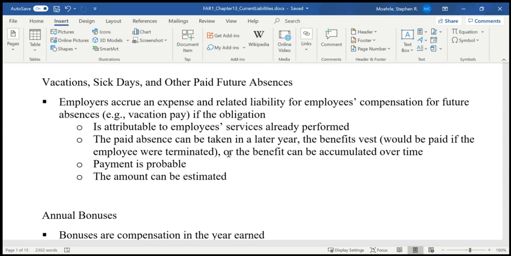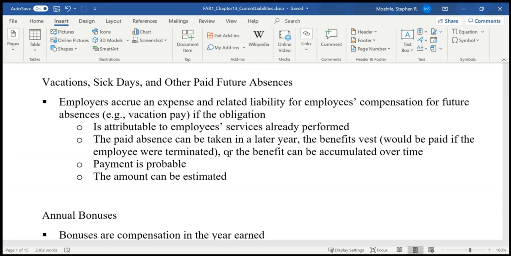The payment must meet the liability criteria of being probable, and the amount must be estimatable. This is an accrual that's made by all companies that allow employees to carry over vacation or sick days.